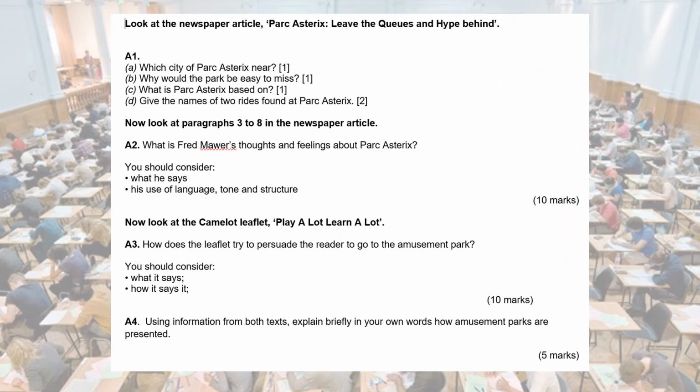Question 3 now asks us to look at the second leaflet, or the second text, text 2. How does the leaflet try to persuade the reader to go to the amusement park? You should consider what it says and how it says it. Now in this case we're looking at presentation features, which are to do with the language, but also the way the writing is presented is equally persuasive.